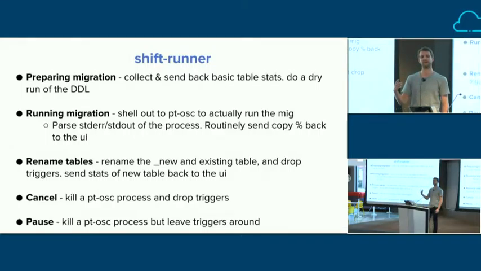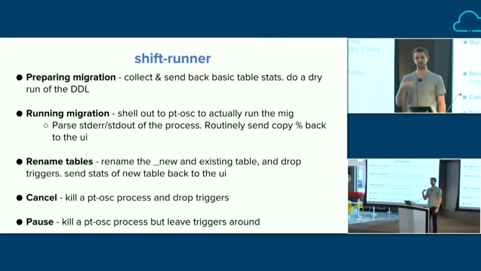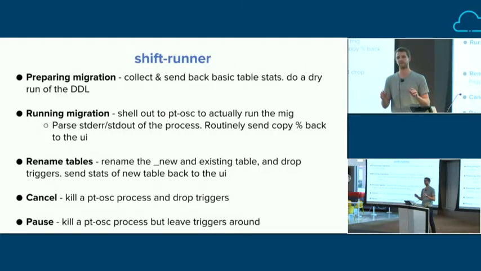The runner can also handle canceling a migration, and if you cancel it, it will kill the PTOSC process and drop triggers, so it'll completely just get rid of it. And it can also pause a migration, which will kill the PTOSC process, but keep the triggers around. The reason for that being that if the triggers are still there, you could then later go ahead and resume the migration.